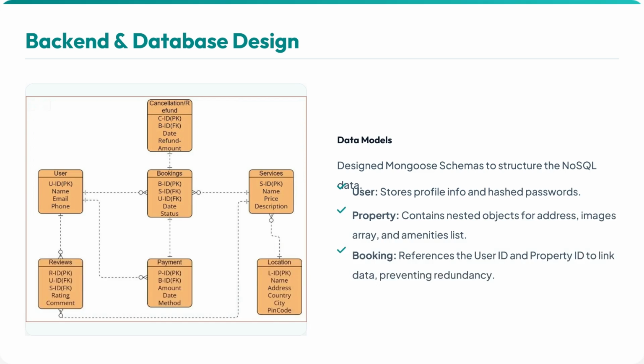Moving to the next slide, which is very important in our project, is backend and database design. So on the backend, I use the model view controller pattern. You can see my folder structure here. Models. I defined mongoose schemas. The booking schema is interesting because it uses references. It doesn't duplicate user data. It just stores the ID of the user and the ID of the property. This keeps the database normalized and efficient.